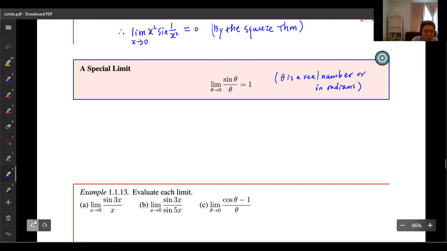Yeah, I think the graph looks like this. You can double check, okay? Like this.